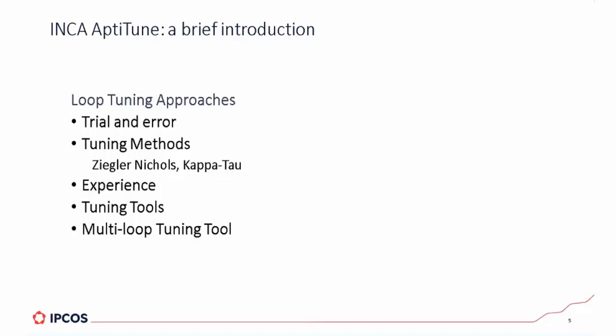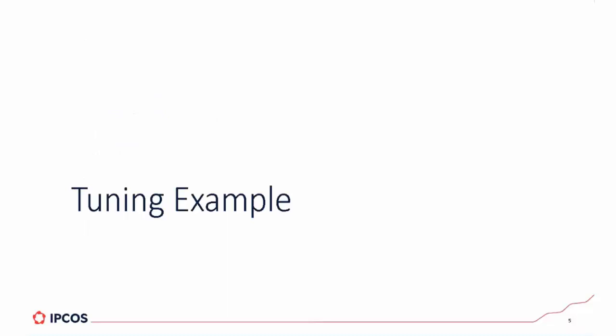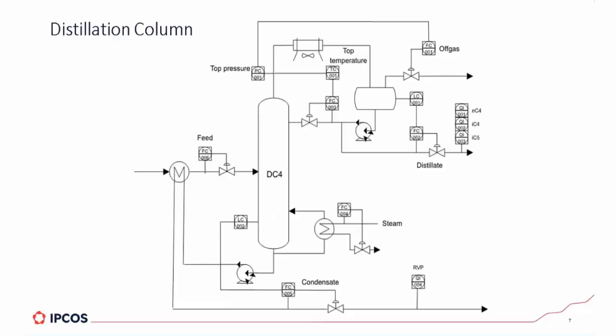So I'm going to take you through a tuning example using a simulation of a distillation column. The example I will be using is one that we also use during our PID tuning course. This tuning course is not focusing on the tuning tools. It's at a more general level that instructs how to do PID tuning, but it uses AptiTune or Inca PID tuner.